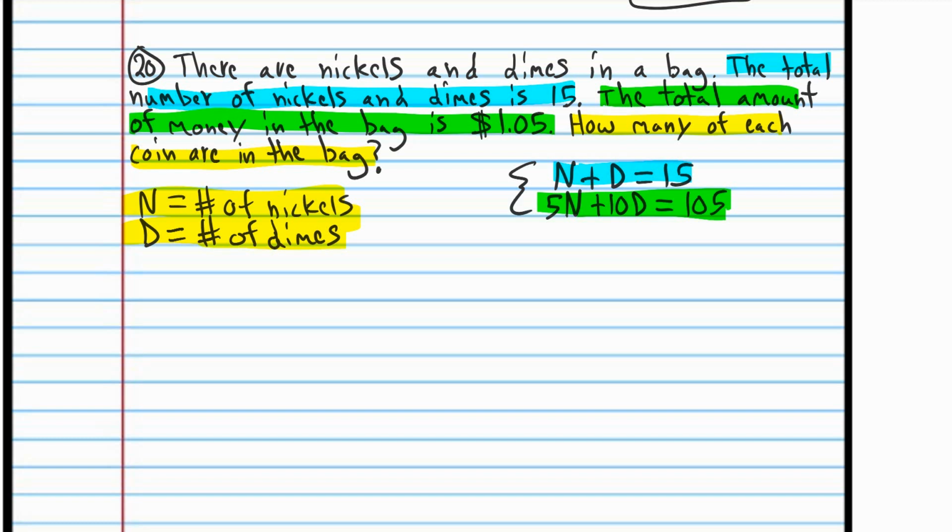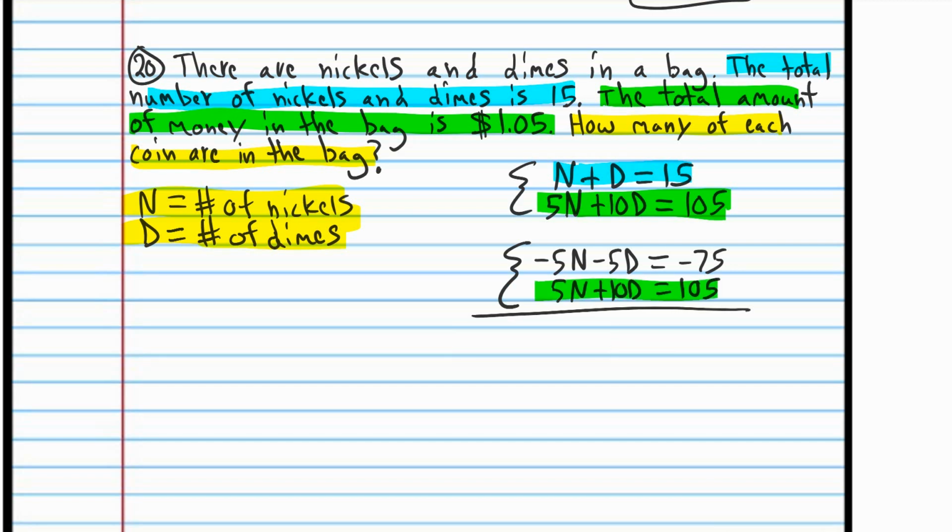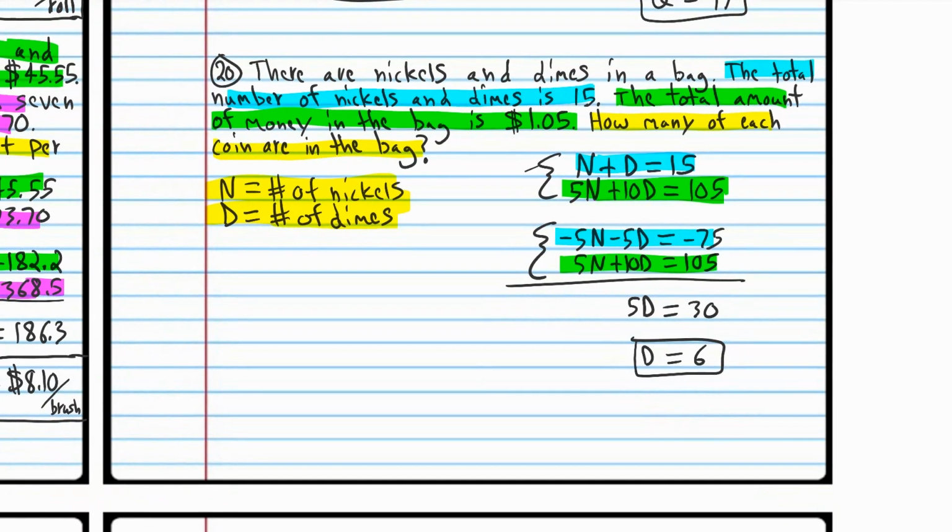All right, so I can eliminate D or I can eliminate N, but I want to use the smaller numbers, so I'm going to multiply both sides of the top equation by -5. And now I can eliminate. Divide both sides by 5, and we get 6 dimes. There are 6 dimes. And obviously, if there are 6 dimes, then there are 9 nickels.